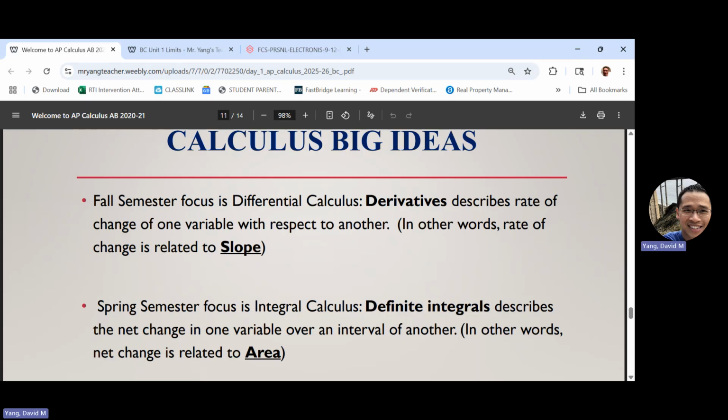And the second half of the semester, we're going to undo that derivative process. So definite integrals, integral calculus, it's involved with net change. So that's related to area. So slope and area are kind of inverse processes of each other, and we're going to just undo the process from the first half of first semester.